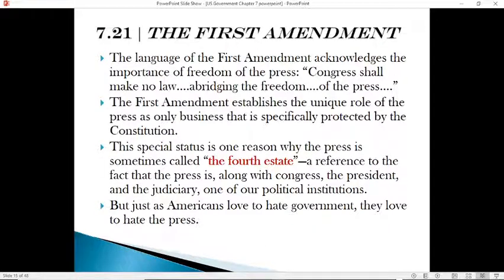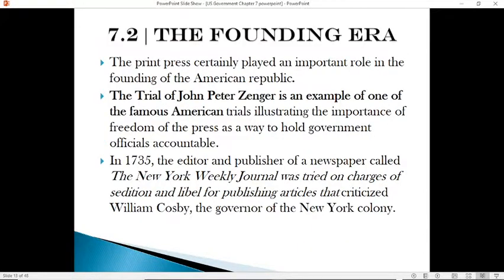Now, the language of the First Amendment acknowledges the importance of freedom of the press. Congress shall make no law abridging the freedom of the press. Now, this goes back to the trial of John Peter Zenger, because initially he was found guilty and thrown in jail, but he got a good lawyer, and they argued their case and won, that he had the right to publish things about the governor as long as they were true, and he had the right to a trial by jury to let his peers decide whether he had violated the law or said anything that was libel or slander against the governor.